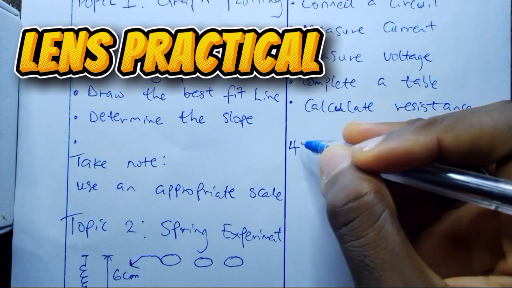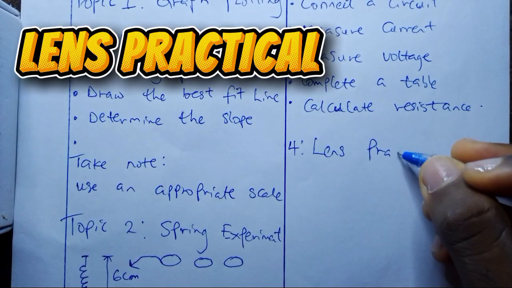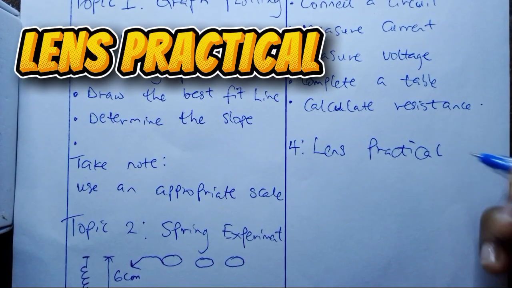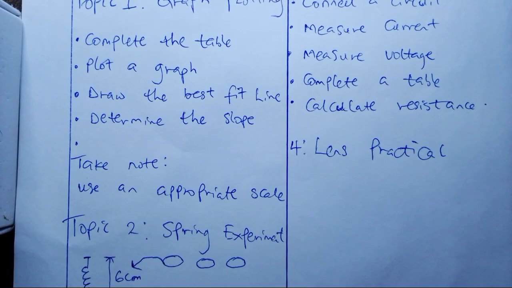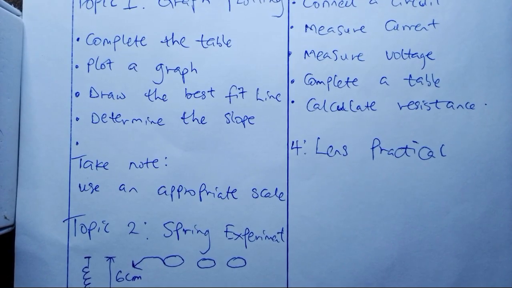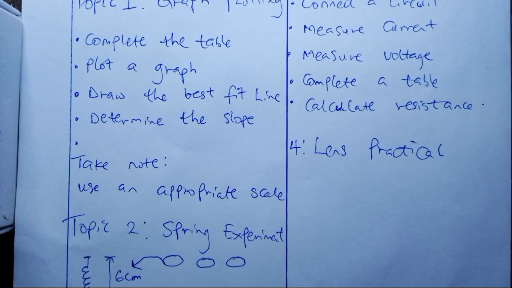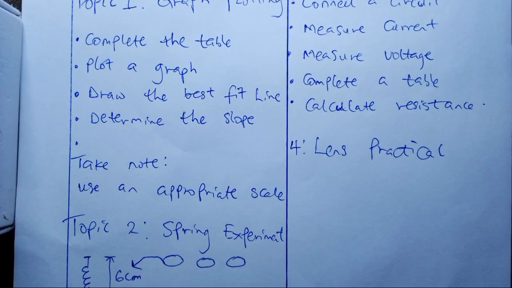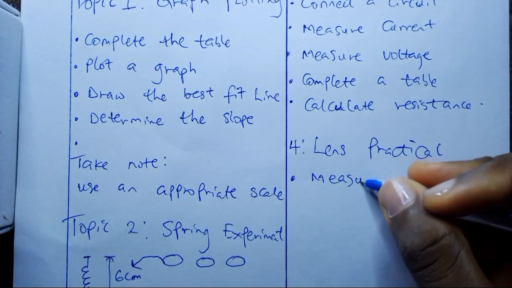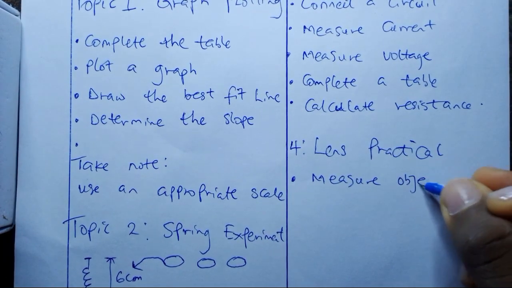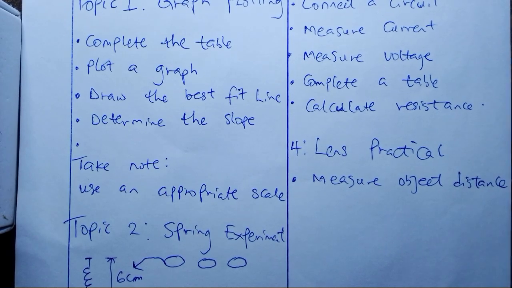Topic 4, lens practical. A convex lens experiment is another topic worth revising. Students are usually asked to measure object distance. Please take notes. This practical usually comes out every time.